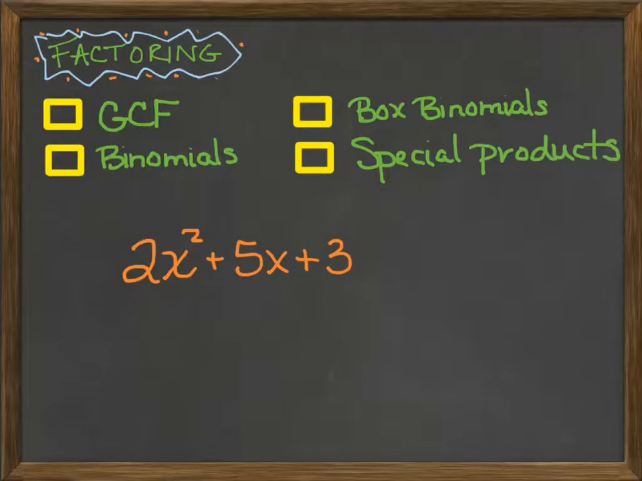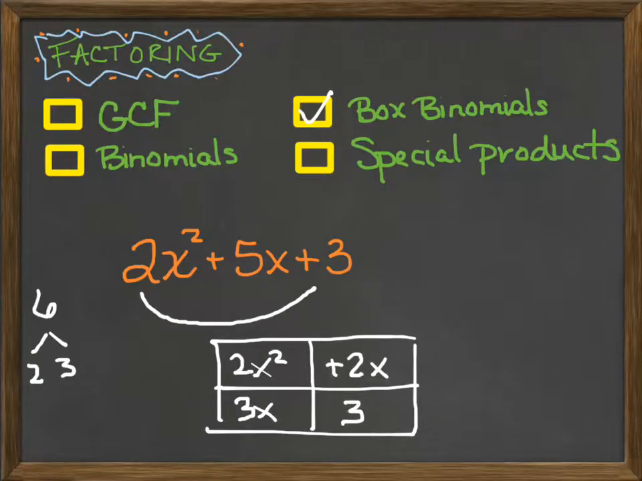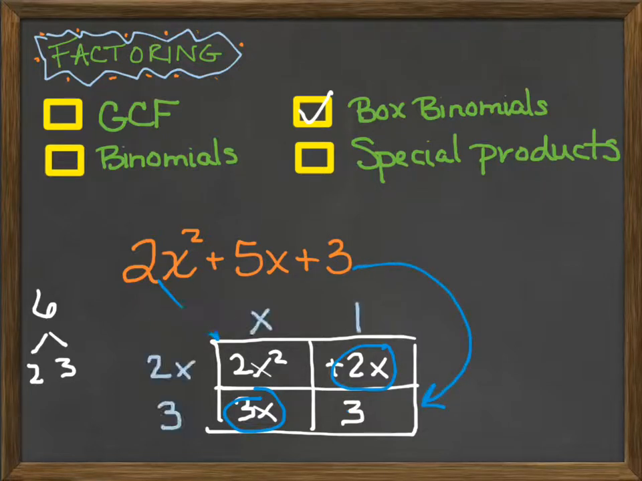Is there a GCF? No. So it's a box binomial. I'm just going to review this process. If you multiply the A times C, that gives you 6. You look for factors of 6 that give you 5. They are 2 and 3. Throw those into the box right here. Put the first term in this box, and the last term in that box, and then do your GCFs. Okay, moving on.